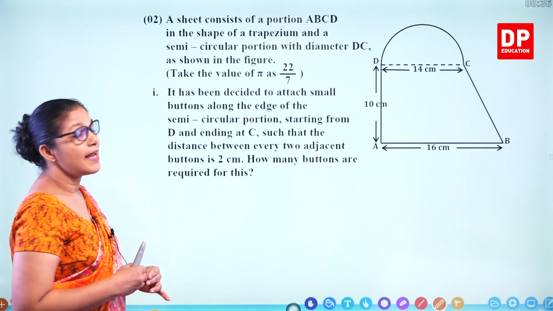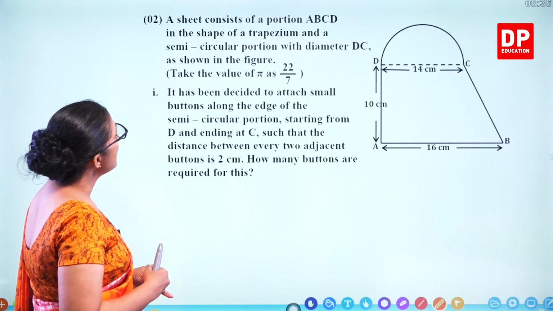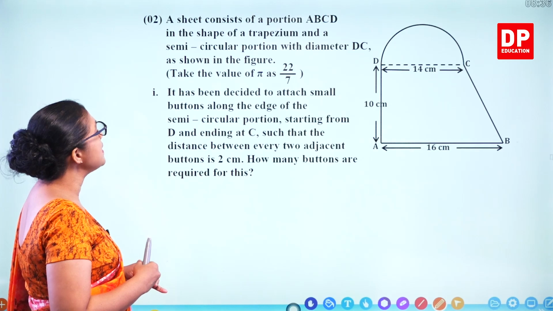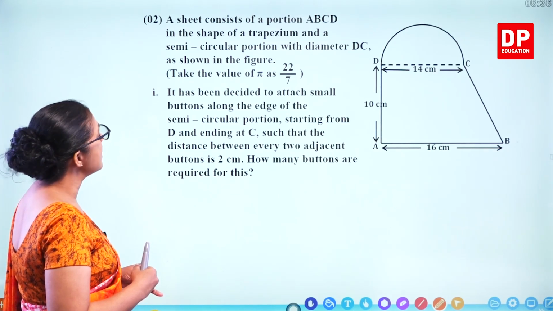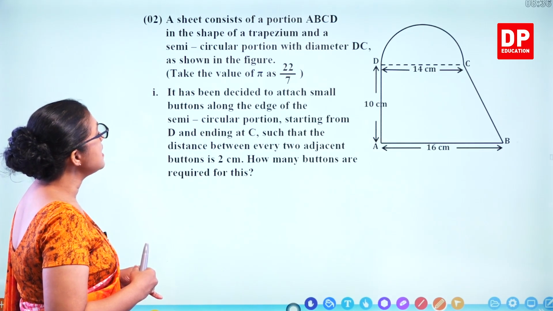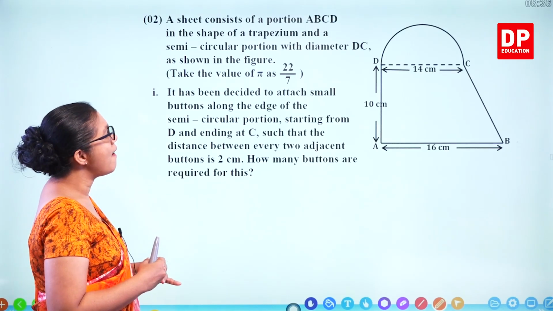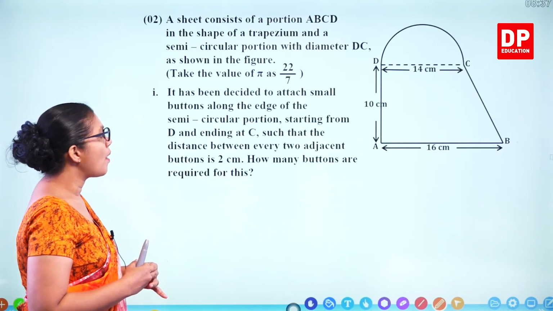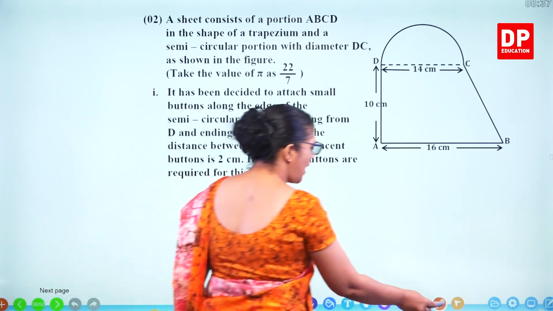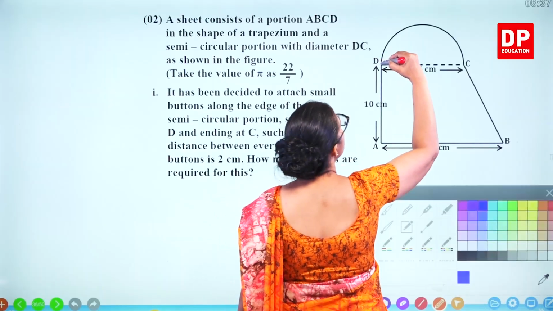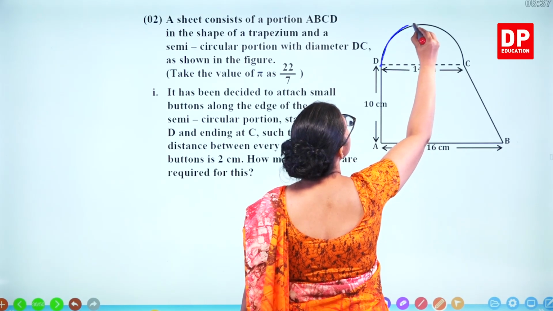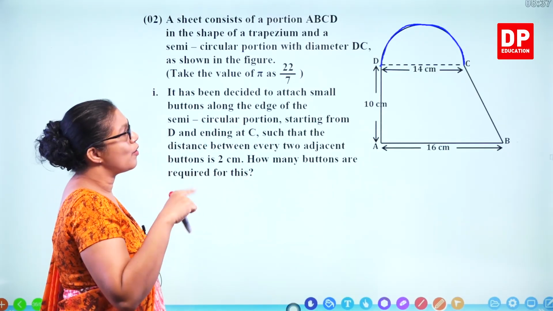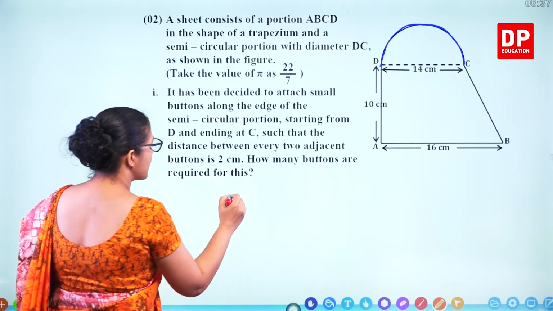Take the value of pi as 22/7. It has been decided to attach small buttons along the edge of the semicircular portion starting from D and ending at C such that the distance between every 2 adjacent buttons is 2 centimeters. How many buttons are required for this? So that means here we need to put buttons along this length. So for that we need to find out the length, arc length first.